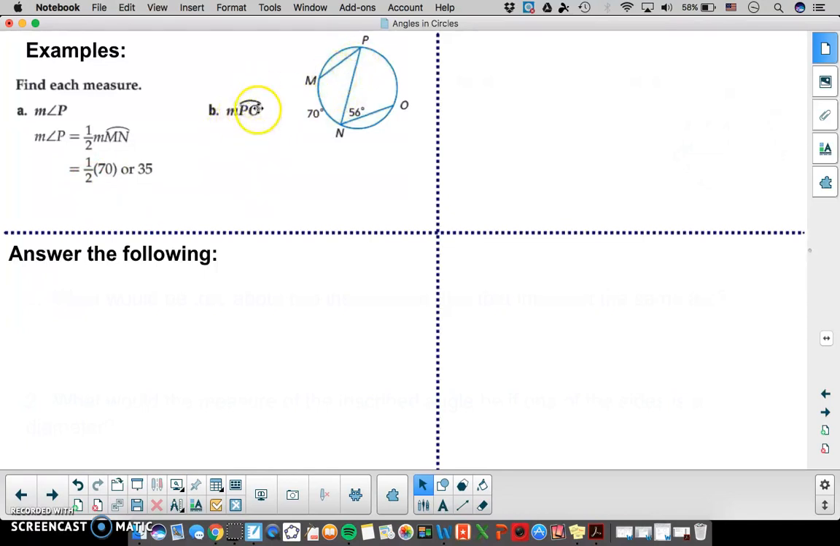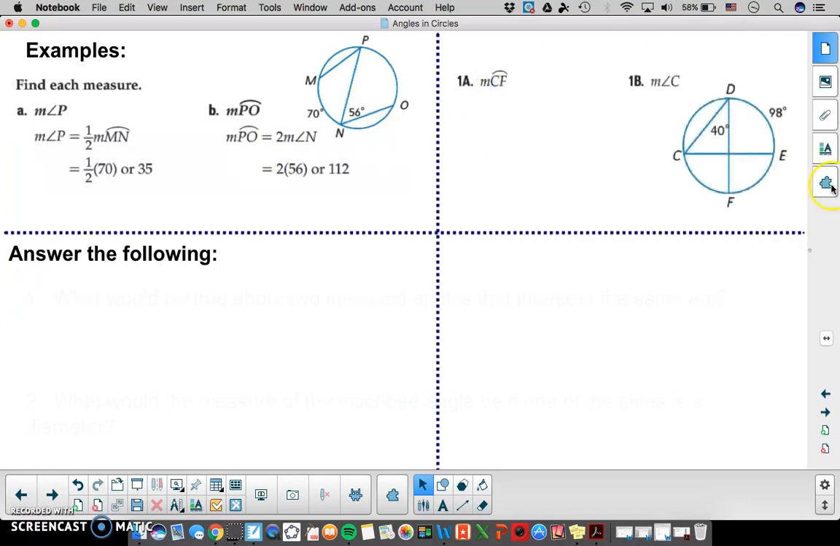The measure of arc PO, notice arc PO is here, and it is the arc that's intercepted by the inscribed angle PNO. If we're given the inscribed angle, we know that had to be half of that intercepted arc. So we know that the arc is going to be double that angle. So 2 times 56 is 112.